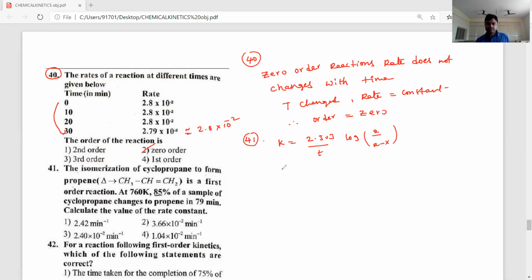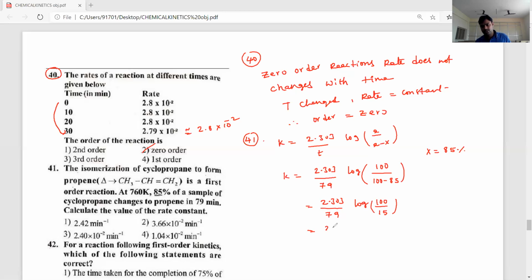Okay, now K is equal to 2.303 by t. The time interval is 79 minutes, because K units are given in minute inverse, that's why we directly take 79. Log of initial concentration of cyclopropane, 100 percent, by final concentration. 85 percent of cyclopropane is converted, means 85 percent product is formed, that is x is equal to 85 percent. That's why 100 minus 85. Now it is nothing but 2.303 by 79 into log 100 by 15.